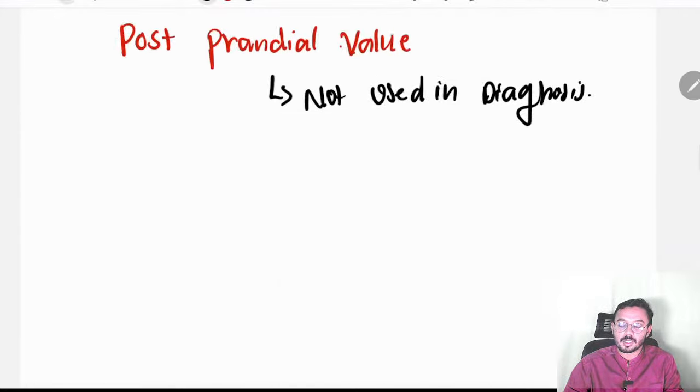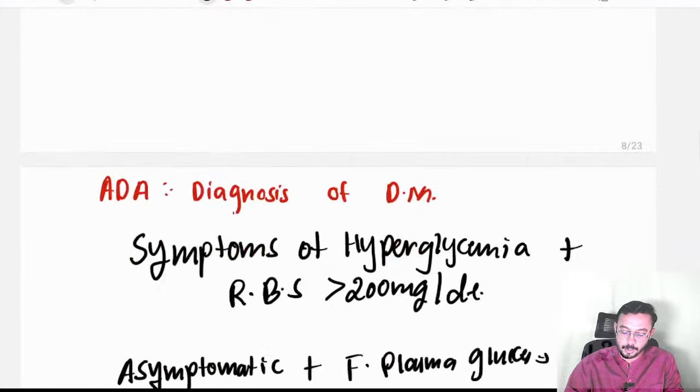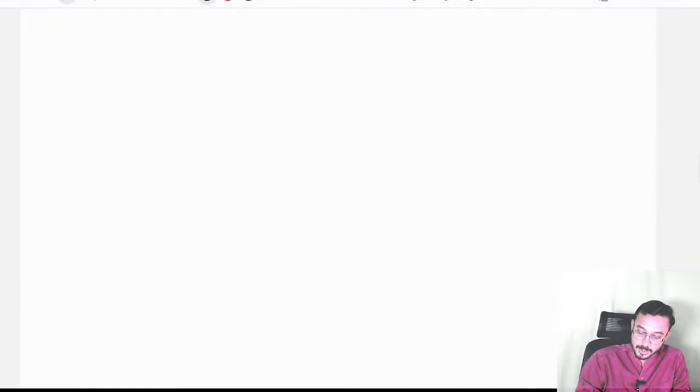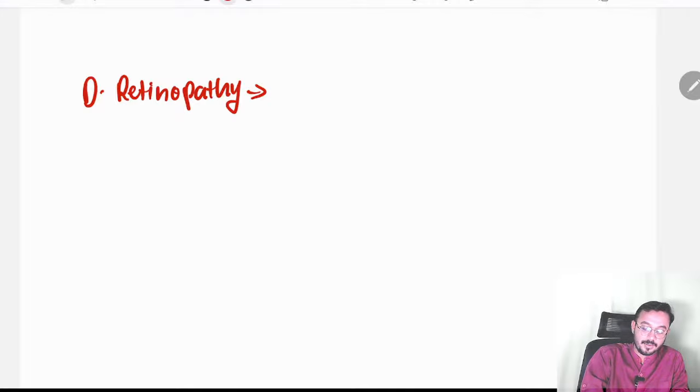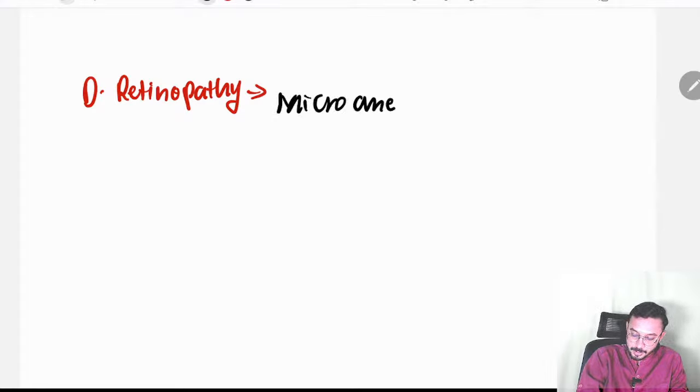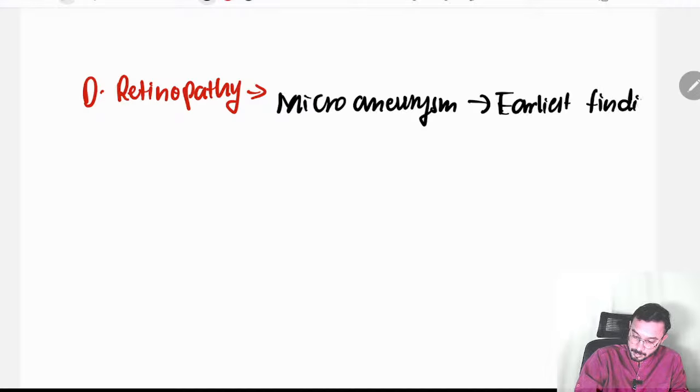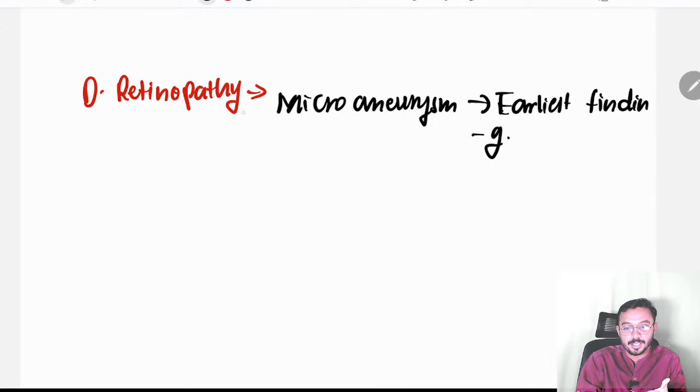And next, this is about diabetic retinopathy. Let me discuss 2 to 3 points about diabetic retinopathy. Here your vision will get affected. The earliest finding in diabetic retinopathy is microaneurysm. This is the earliest finding. On fundus examination, you can see this microaneurysm. This is the earliest finding.